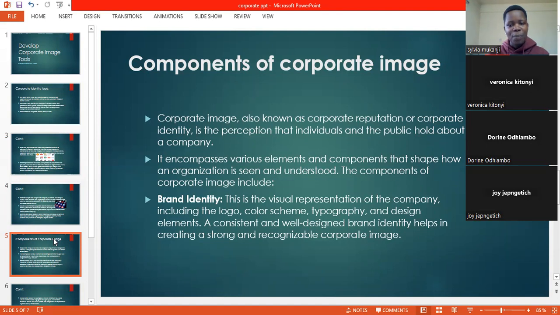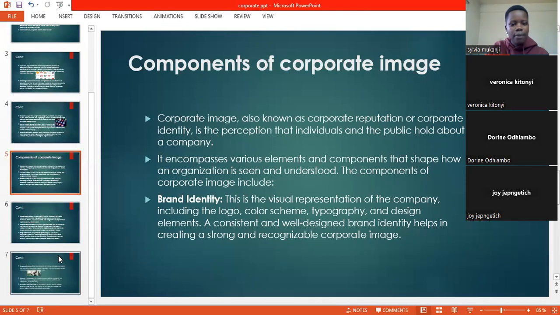The components of corporate image include brand identity. This is the visual representation of the company, including the logo, as you have said and shown above, the color scheme, typography, and design elements. This is just to identify a certain brand. If you see this logo, you will know this is exactly from Coca-Cola, this is from Shell, this is from Nike, and etc.